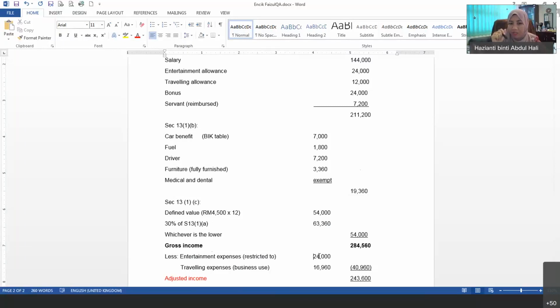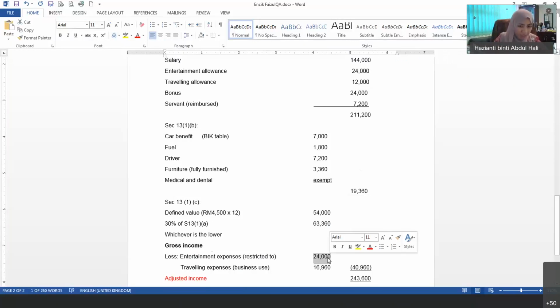This is how you should tackle entertainment allowance and entertainment expenses. Do not deduct dekat atas. You have to do it here. Okay. All right. So I hope everybody understands why I deduct 24,000 here instead of 30,000. Even though he spent 30,000, the allowance that he gets is only 24. So the entertainment expenses is restricted to 24,000 only.